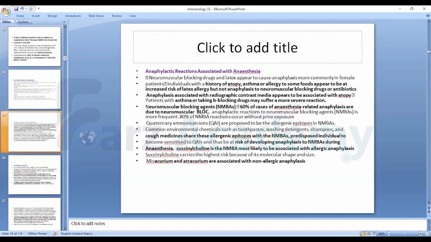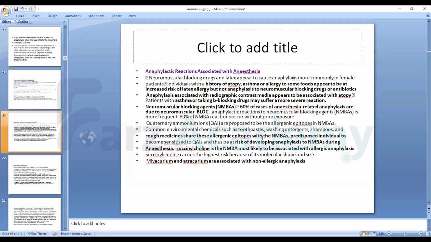So next is anaphylactic reactions associated with anesthesia. Neuromuscular blocking drugs and latex appear to cause anaphylaxis more commonly in female patients. Individuals with a history of atopy, asthma or allergy to some foods appear to be at increased risk of latex allergy, but not anaphylaxis to neuromuscular blocking drugs or antibiotics. Anaphylaxis associated with radiographic contrast media appears to be associated with atopy. Patients with asthma or taking beta blocking drugs may suffer a more severe reaction.